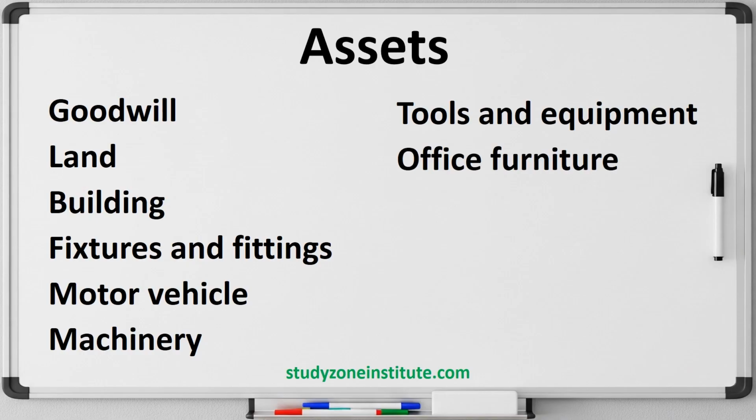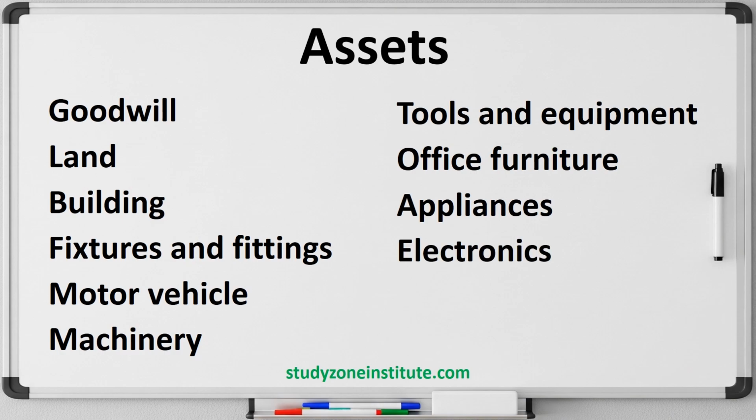Office furniture, desks, chairs, and cabinets used in an office. Appliances, refrigerators, microwaves, etc., for business use. Electronics, TVs, sound systems, or other electronic devices. Computers, desktops, laptops, and servers used for business tasks. Printers, devices for printing documents.